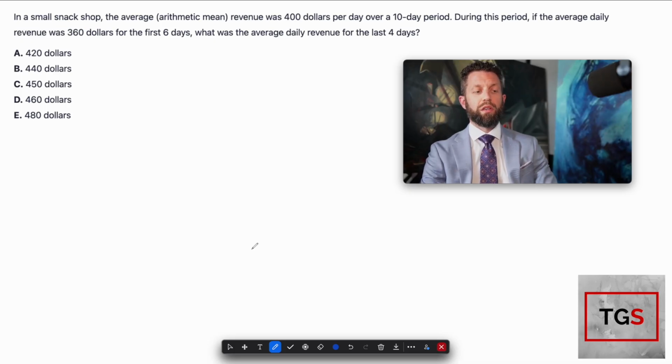I'll read that again. In a small snack shop, the average revenue was $400 per day over a 10-day period. During this period, if the average daily revenue was $360 for the first 6 days, what was the average daily revenue for the last 4 days? Option A is 420. Option B is 440. Option C is 450. Option D is 460. And option E is 480.